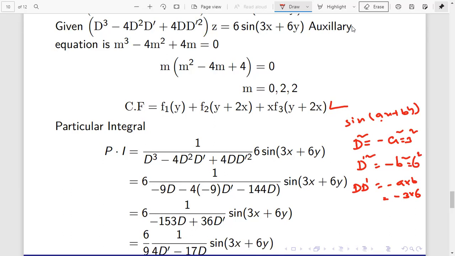Now you can substitute here. d cube I can write as d square into d. So d square, this cube replaces d square here. So that is minus, you should not forget the minus symbol. So that is minus 9, and here minus 36.